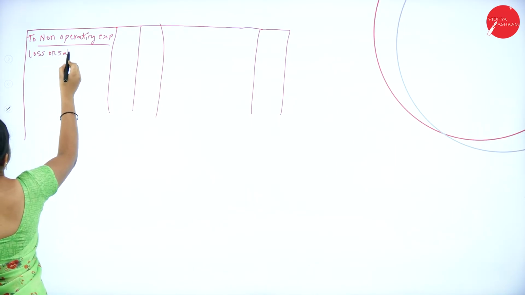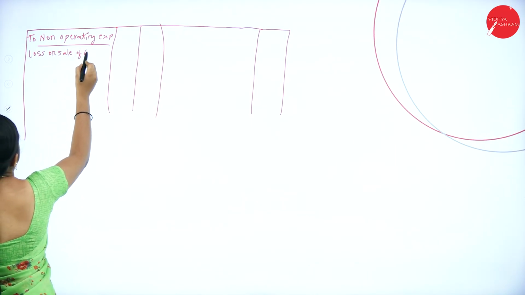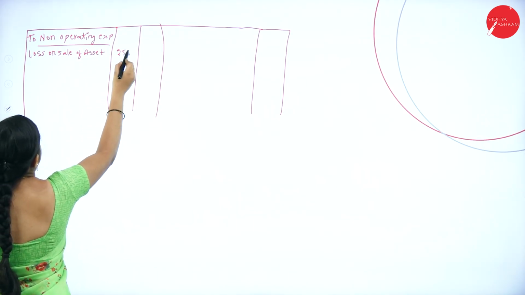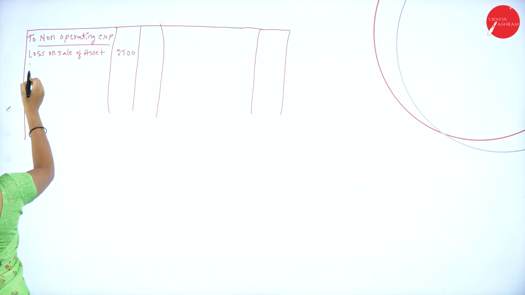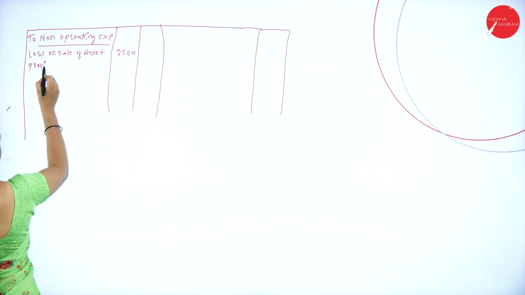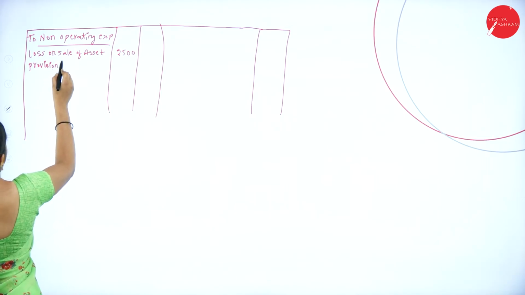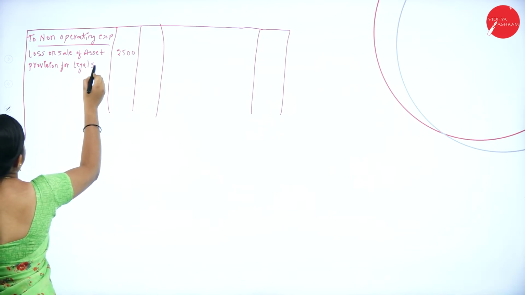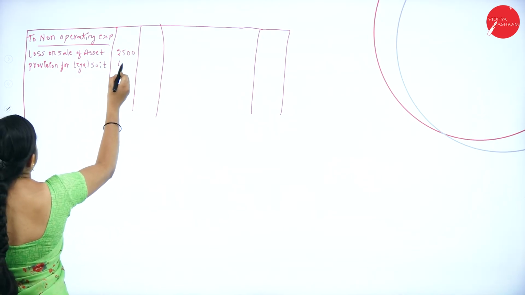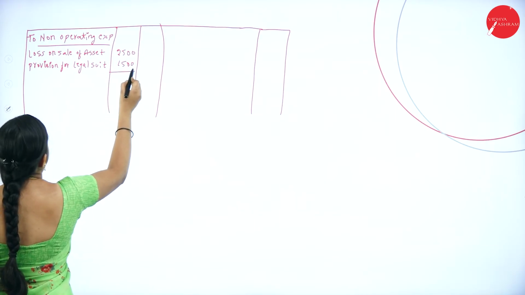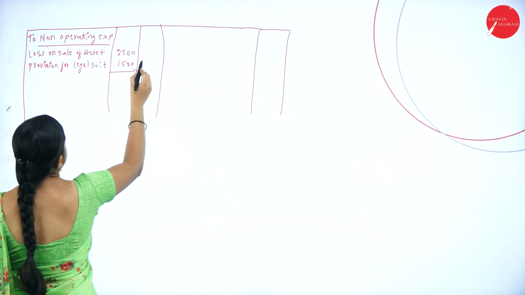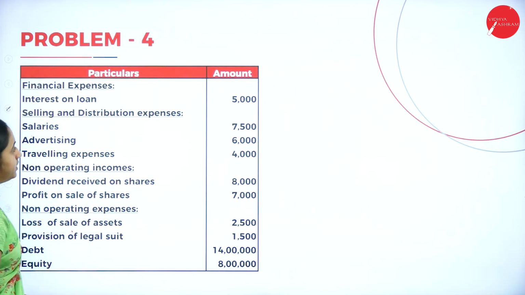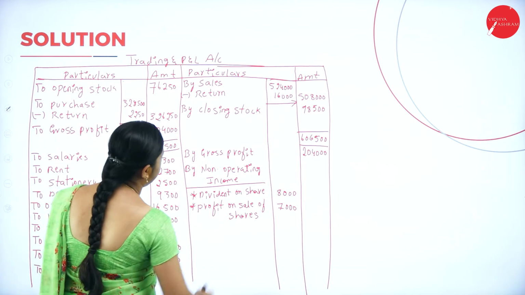Loss on sale of asset 2,500. Then provision for legal suit 1,500. Total non-operating expense is 4,000. Now we finished all the entries. Now make a total of both the debit and credit.